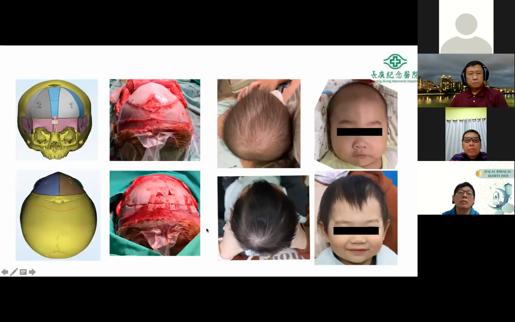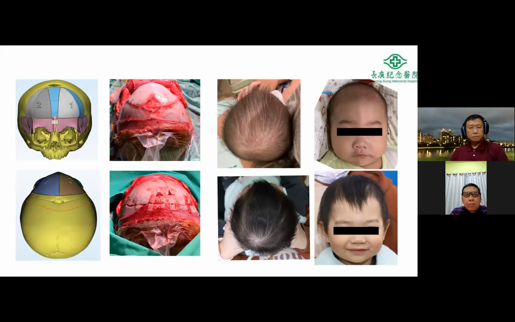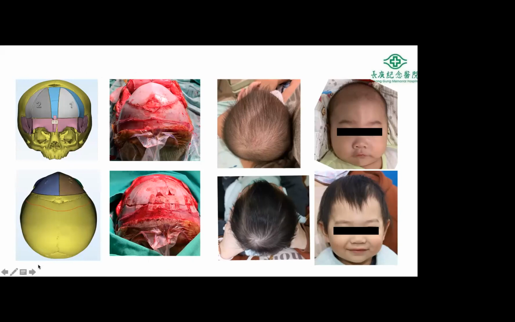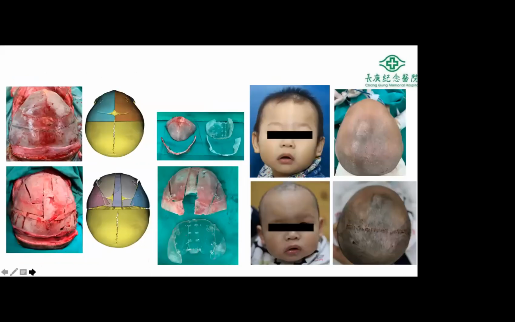So that's our case of metopic synostosis. I think this one is a moderate form of the case, but you still see that the forehead is quite narrow. After we did the reconstruction, the forehead is quite satisfactory. So that's the next case of metopic synostosis. This patient is also a moderate form.